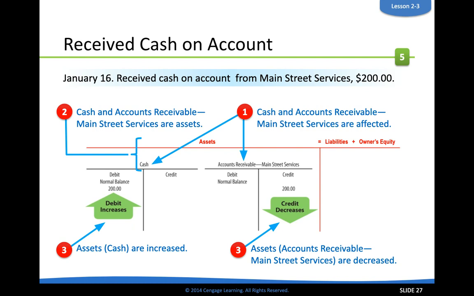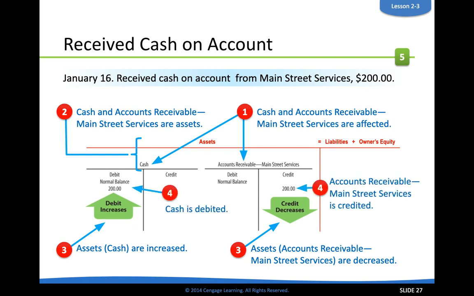So how do we build the debits and credits in order to increase cash? Because remember, debits increase assets. I keep saying that over and over again, but try to memorize it because it makes this whole thing a little easier. So we need to increase our cash account, so we're going to debit our cash account. Cash is debited by $200. Accounts receivable needs to go down, and so we need to credit accounts receivable.